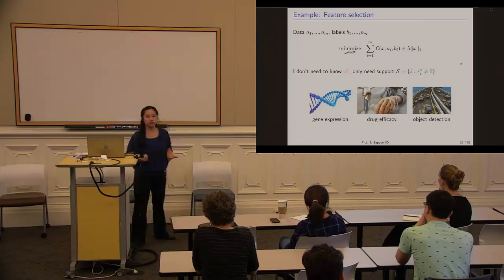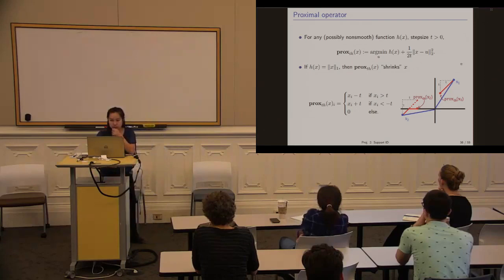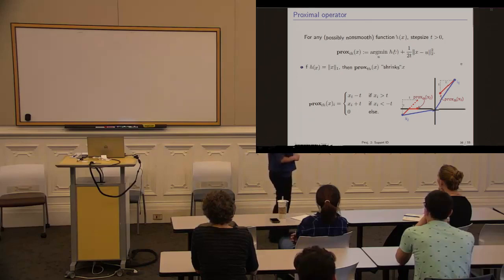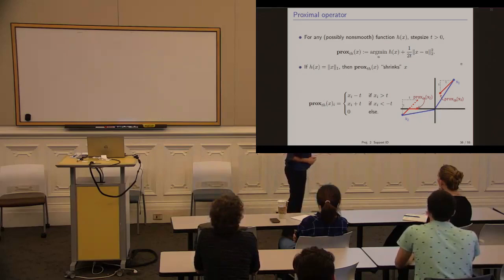Okay, so what we're going to do is solve these problems using what's called a proximal method. The proximal method relies on this proximal operator here, which is a vector-to-vector mapping. It's basically the solution to this optimization problem. But for our purposes, we just care about the one norm, where the proximal operator is acting as a shrinkage operator.